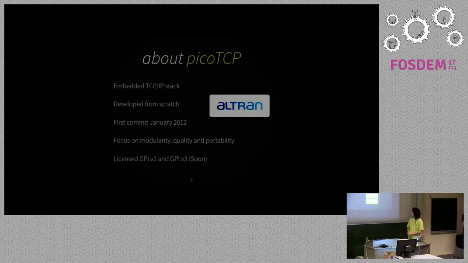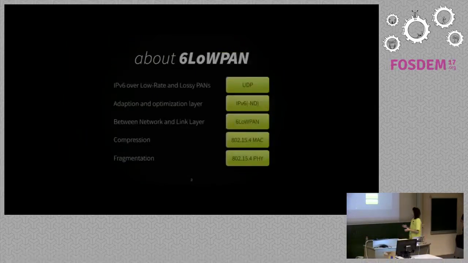Then about 6LoWPAN. What is 6LoWPAN? For those who don't know 6LoWPAN, it stands for IPv6 over low rate and lossy personal area networks. What's in the name? I didn't invent it. It's an adaptation and optimization layer that doesn't really fit in the regular TCP/IP protocol suite. It's squeezed between the network layer and the link layer, between IPv6 and the 802.15.4 link layer.